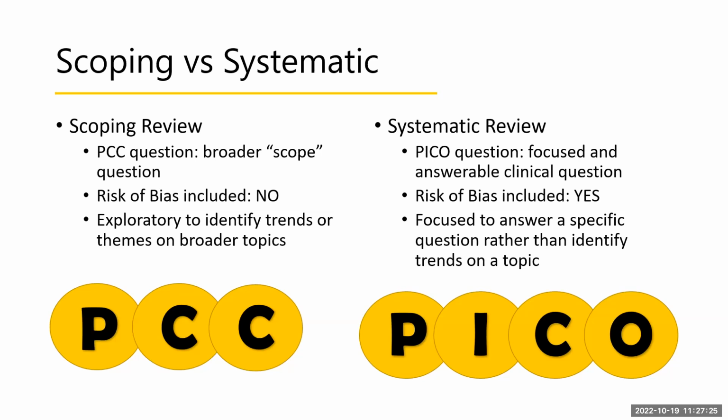Given the difference in the questions and the goals, the types of publications that are included may also differ. A systematic review looking to answer a clinical question may be focusing only on randomized controlled trials because those are the best way to answer this question. A scoping review may be a bit broader in the types of articles it includes, things like editorials, literature reviews, narratives, things along those lines.